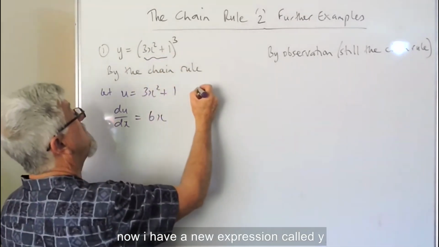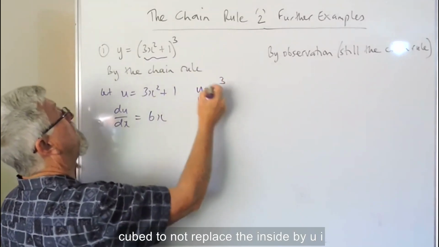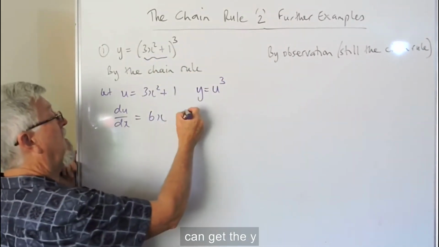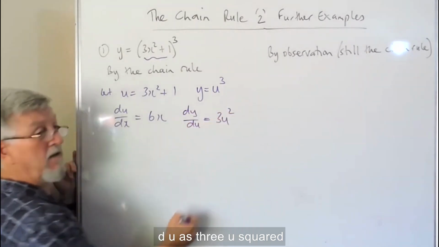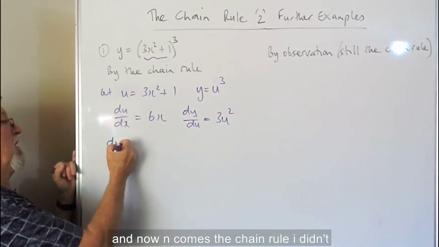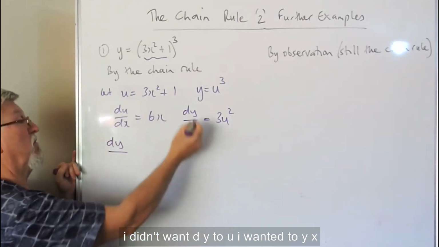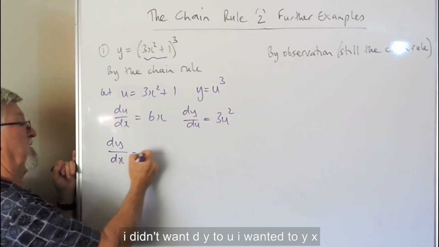So now I have a new expression called y equals u cubed. I've replaced the inside by u. I can get dy du as 3u squared. Now in comes the chain rule. I didn't want du dx, I didn't want dy du, I wanted dy dx.